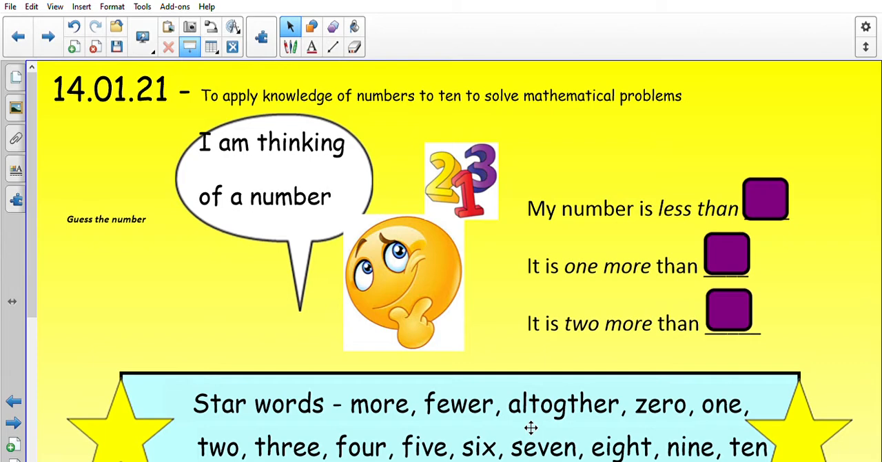Right, today we're going to be thinking about using our numbers to 10 and how we can use our numbers to 10 to help us solve problems in maths. So let's have a quick look at our star words before we begin anything else.